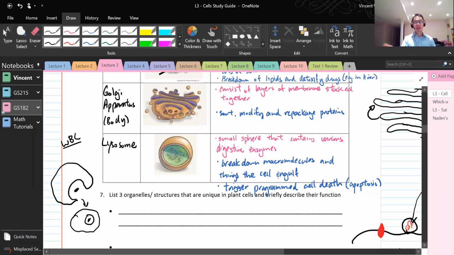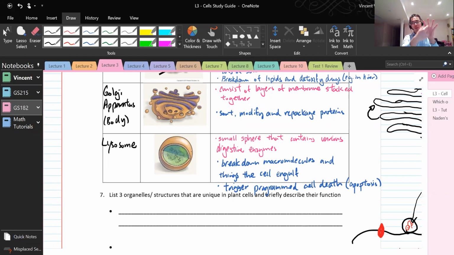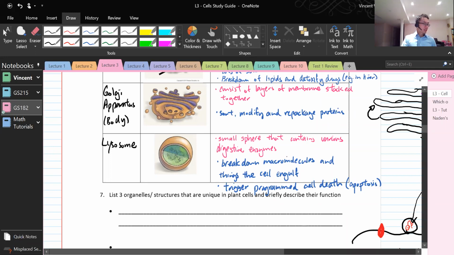Sometimes we want a cell to die. Either it's too old or it's not functioning, so we want it to die on purpose. The lysosome will release all of its content, causing the cell to die. We call this apoptosis. In the lecture, I mentioned during development, our hands used to have webs, and we want the webs to die away, the cells in the web, so that our fingers are separated. That is called apoptosis.